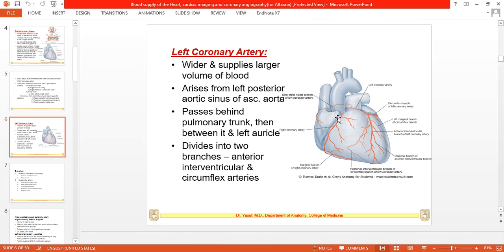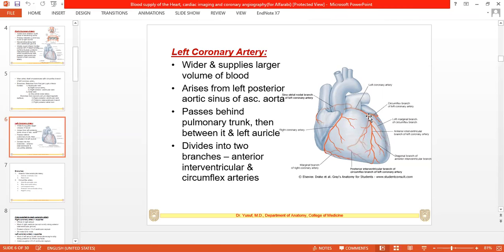Okay, for the right coronary artery, it passes between the pulmonary trunk and the right auricle. For the left coronary artery, it passes between the left auricle and the pulmonary trunk. Okay, so here is the artery, but it is a short artery. As soon as it comes, it divides into two important branches. One is the anterior interventricular branch of the left coronary artery. Then the second is the circumflex branch.